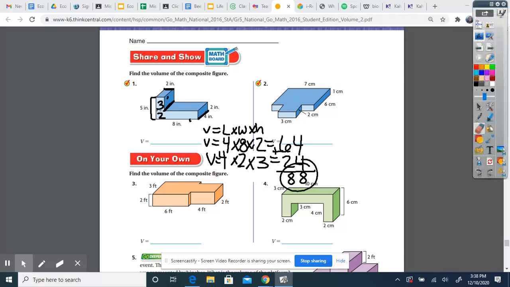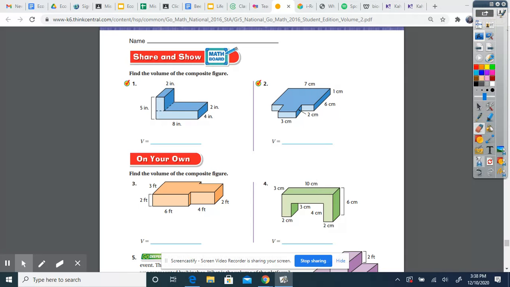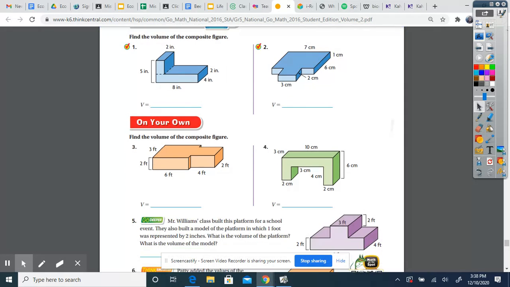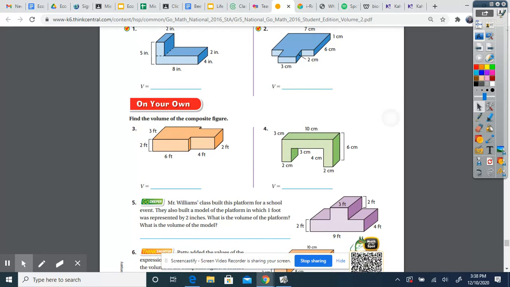Okay. All right, let's look at number 4 together. Okay, so we have 3 different figures kind of put all together, and you don't really see any lines.